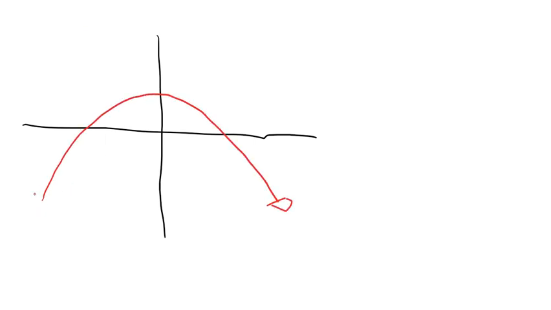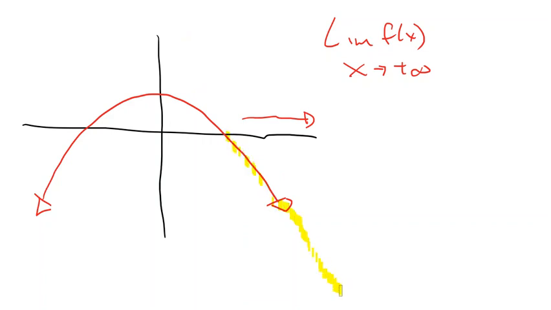So by just looking at the graph, if you understand the concept, you should be able to determine what the limits at infinity are. The limit of the function as x approaches positive infinity, in other words, we're going out in this direction, what's happening to the graph? Well, the graph is going down and down and down, and it's just going to keep going down forever. So the limit of the function as x approaches positive infinity is negative infinity. The y values are getting infinitely small.